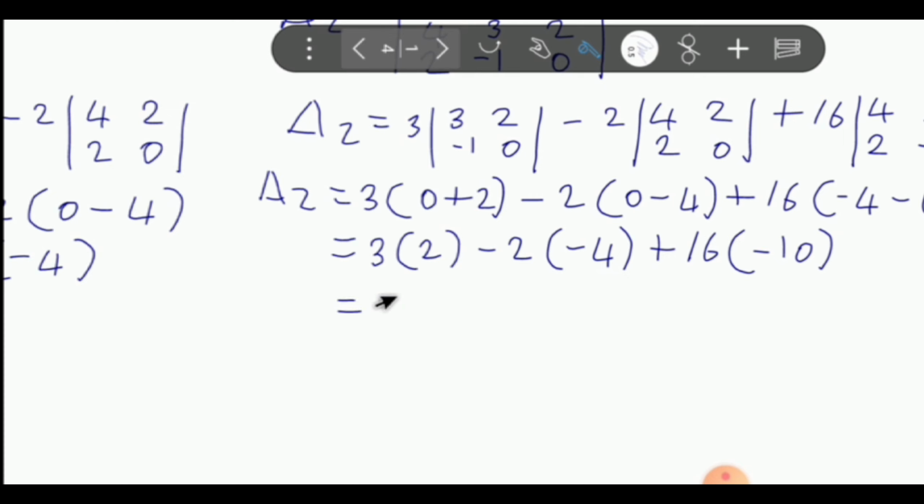So we say 3 times 2, that's 6. 6 plus 8 minus 16 times 10, that's 160. So let's look at this. 6 plus 8 is 14. 14 minus 160, that's minus 146. That's it. So the next thing I will do now, I would like to look for the value of x.